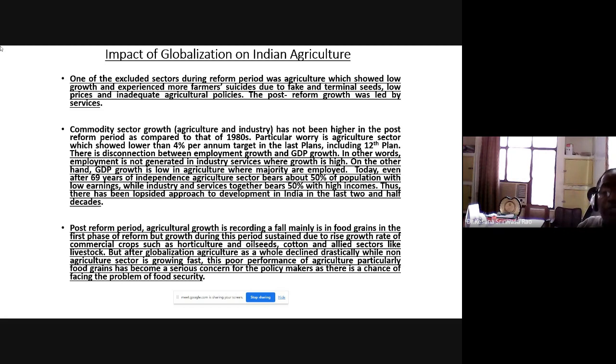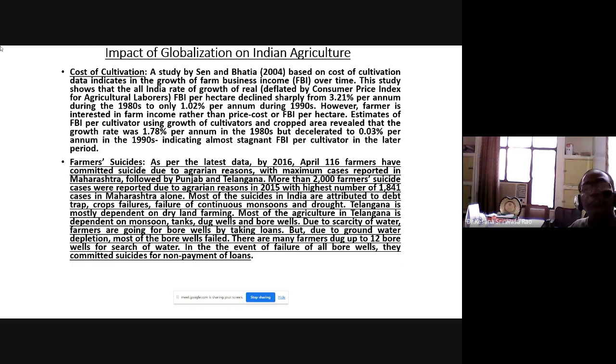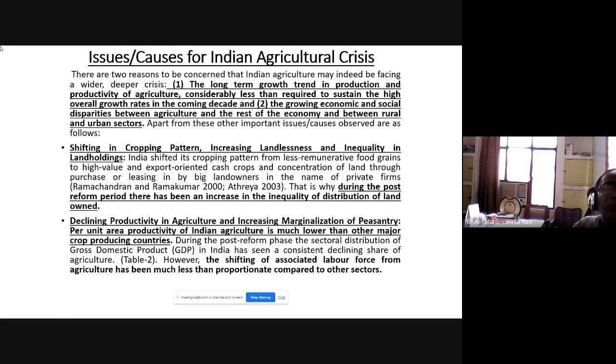This poor performance of agriculture, particularly food grains, has become a serious concern for the policymakers, as there is a chance of facing the problem of food security. These are the issues which we can see. Then cost of cultivation, then farmer suicides. These are all growing up. Then there are some issues and causes for the Indian agriculture crisis.